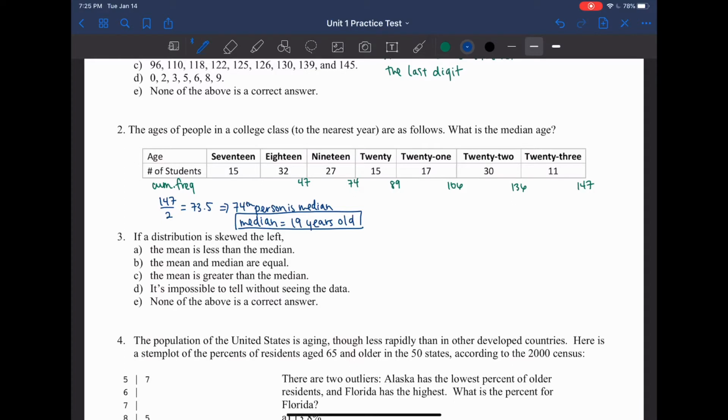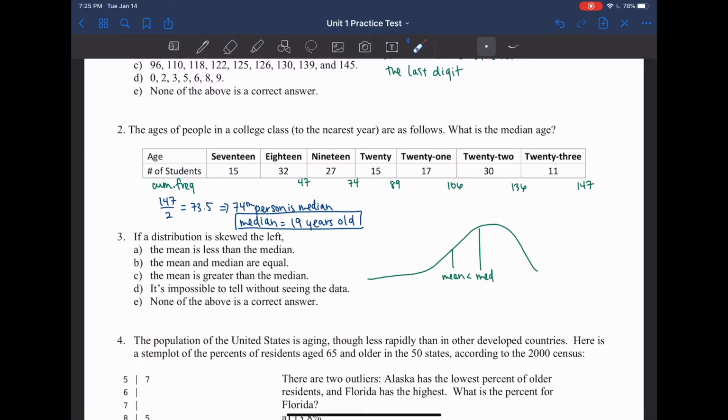All right, so now looking at number 3, it says if a distribution is skewed to the left, so I'm going to draw a skewed left distribution, so that means the tail is on the left. We want to know where the mean is in relation to the median. Well, remember that the mean gets pulled towards the tail, and the median is closer to the hump. So if the mean is further to the left, that means the mean is less than the median.